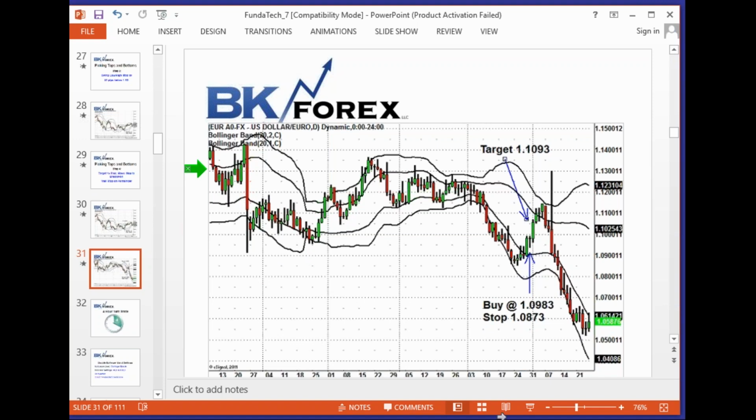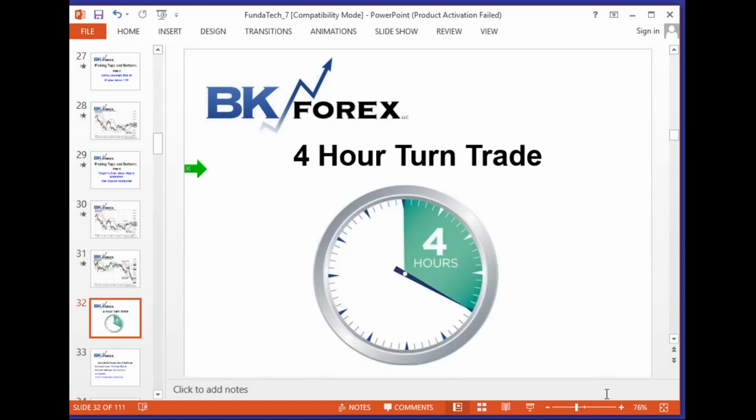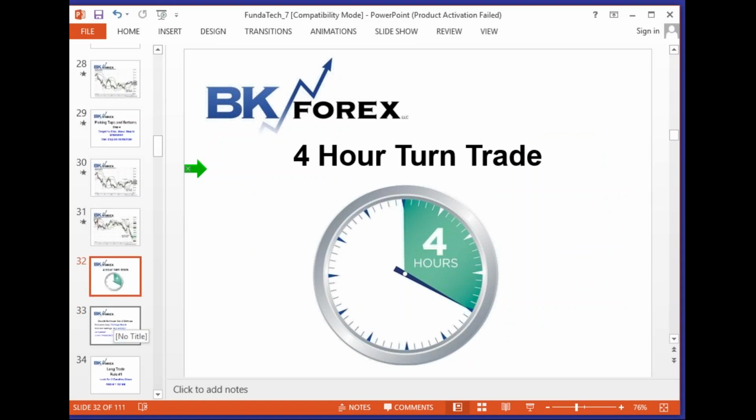So that's basically how you could use the Bollinger Bands to pick tops and bottoms using daily charts. Some of you should be asking me what time frame this is, and it's a daily chart. But you can also use it on a 4-hour chart, but with slightly different parameters.